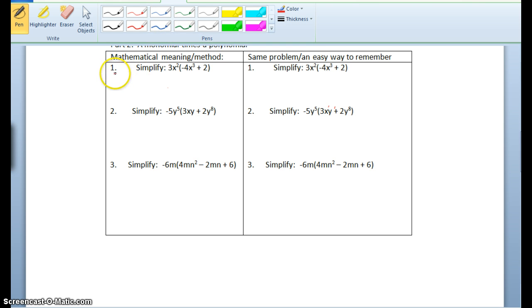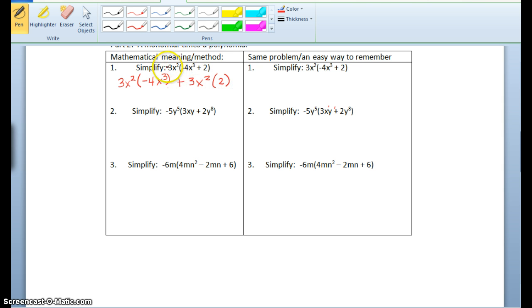Alright, if you'll look at number 1, all we're doing is taking the term on the outside, the monomial on the outside, multiplying this one monomial times each term that's in the parentheses. Once we do that, we look and see if we have any like terms. Okay, this 3x squared is positive. We're going to multiply this 3x squared times negative 4x to the third. Then this 3x squared again is positive, so we're going to put plus 3x squared, and we're going to multiply it times 2.